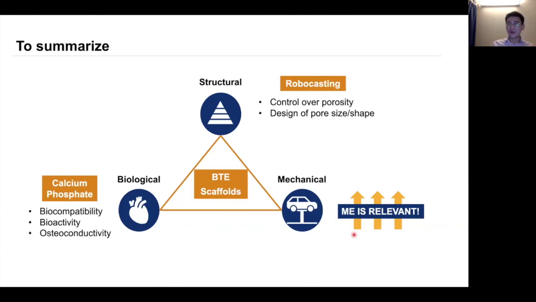As I've put up right here, ME is relevant. I hope you found my presentation interesting at least. In fact, I hope this is a good example of how ME can collaborate or come into play with other different areas such as tissue engineering. These days people have been talking about interdisciplinary cooperation. In this case, material researchers, mechanical engineers, and tissue engineers can all come into play to tackle this problem. This is how we can bring the idea of BT scaffolds forward towards future clinical or even commercial usage.